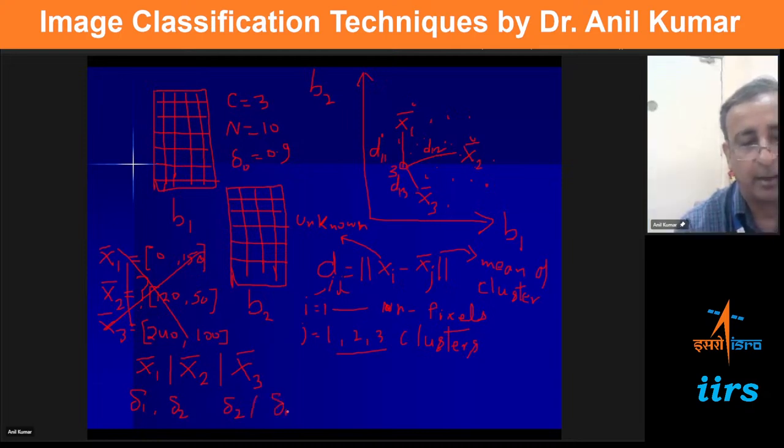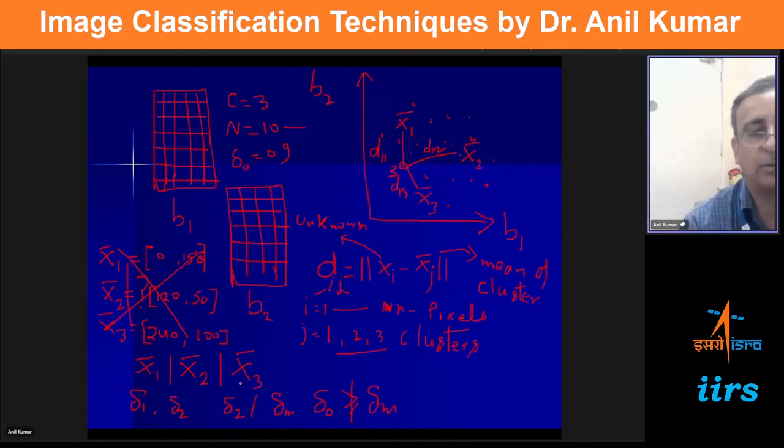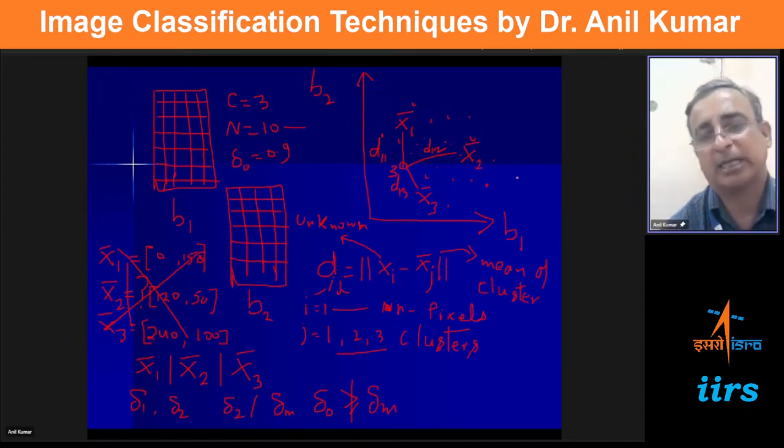From delta 1, delta 2, and delta 3 you can find out the mean shift, and you check whether the mean value is less than or equal to delta naught. If this condition is false and the number of iterations is also not reached, since only one iteration has been done, then using these new mean values, again do a clustering of all the pixels.